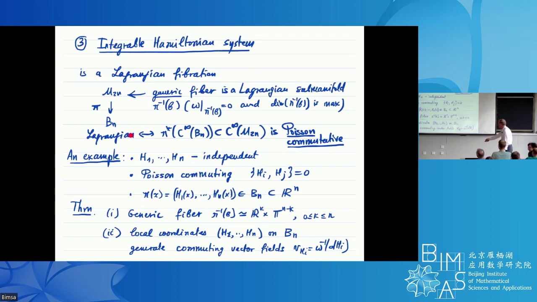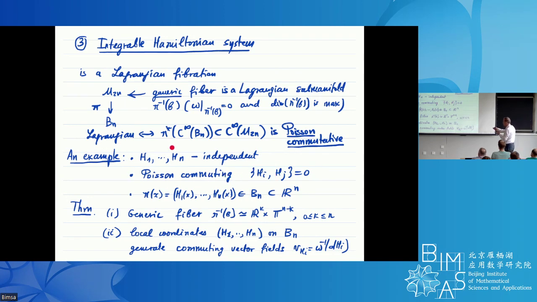So the Lagrangian property of fibers means that if you take functions on the base and pull them back to functions on the symplectic manifold, then this commutative subalgebra in the algebra of functions on M is also Poisson commutative. In other words, the Poisson bracket between any two such functions is zero. So this is what I would call an integrable system on a manifold.